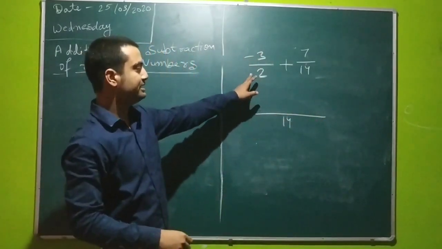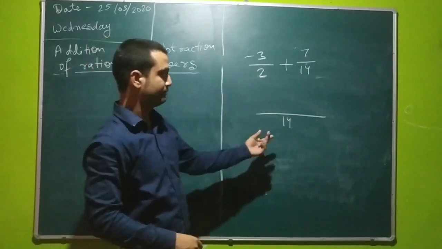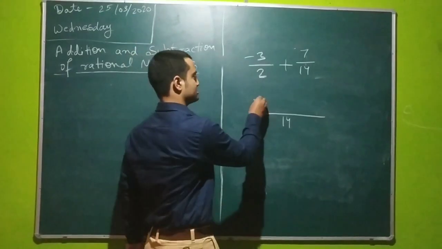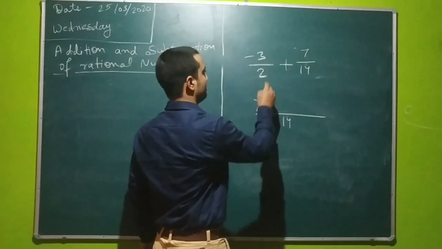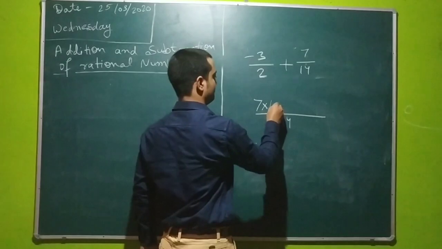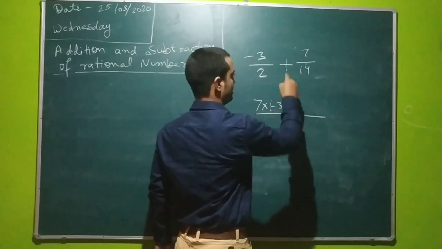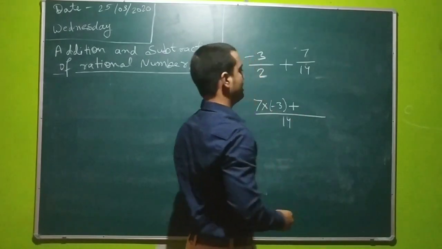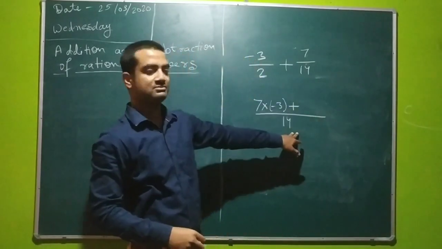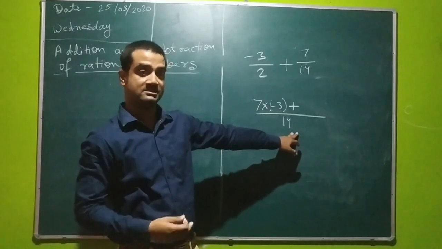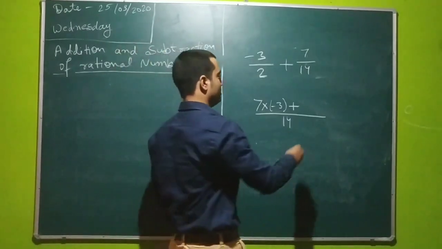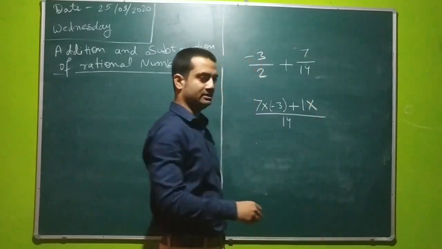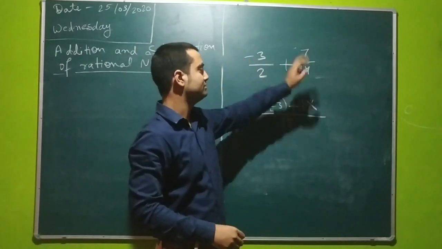Now how many times can we read the table of 2 in the LCM? Since 2 sevens are 14, 7 has to be multiplied with its numerator, minus 3. Now we have to introduce the sign, which is the plus sign. Now for 14, how many times can we read the table of 14 in the LCM 14? Since it is only 1, 14 ones are 14. So 1 has to be multiplied with the numerator, which is 7.